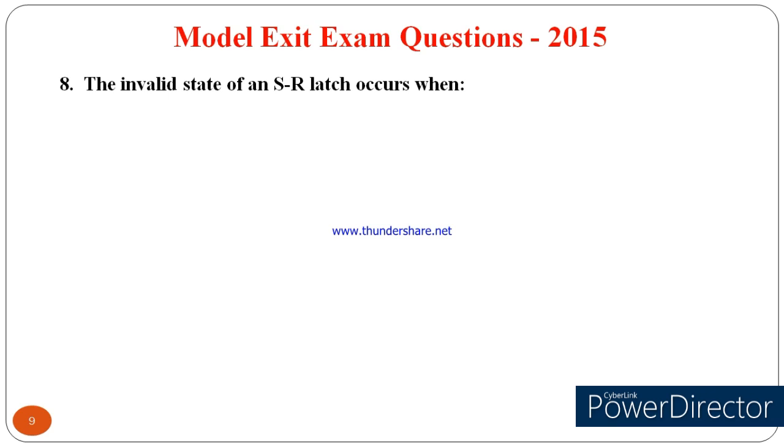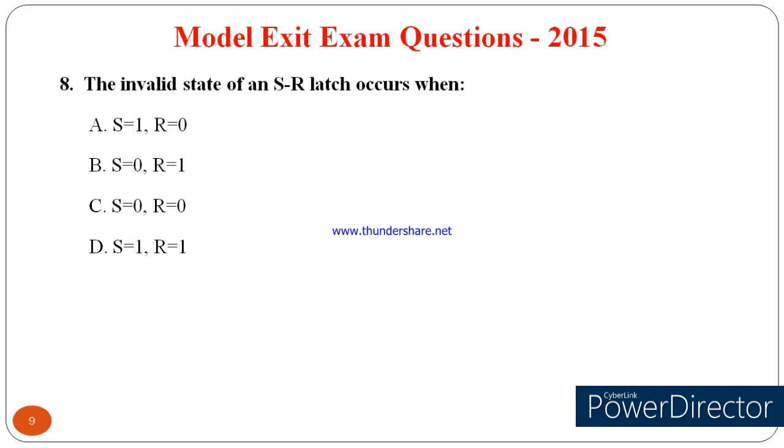Question number 8. The invalid state of an SR latch occurs when A, S is equal to 1 and R is equal to 0; B, S is equal to 0 and R is equal to 1; C, S is equal to 0 and R is equal to 0; D, S is equal to 1 and R is equal to 1.